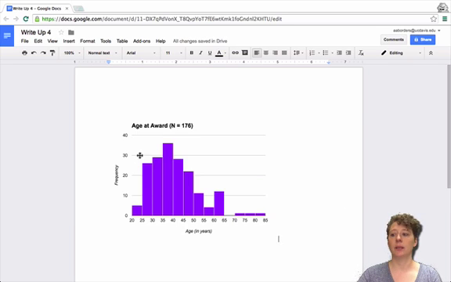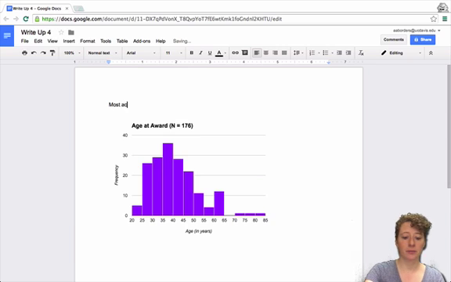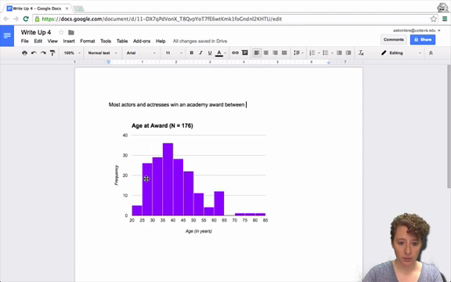So what do we see? Well, I noticed first of all that it's clustered sort of around middle age here. So let's comment on that. Most actors and actresses win the award between, what's this, the bars really sharply go up here, 25 and 50. So between 25 and 50 years old.